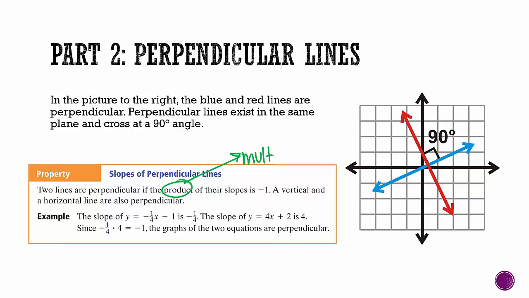So a vertical and a horizontal line are also perpendicular. So remember, horizontal lines have a slope of 0, but vertical lines are undefined. But we know they always cross at a 90-degree angle.